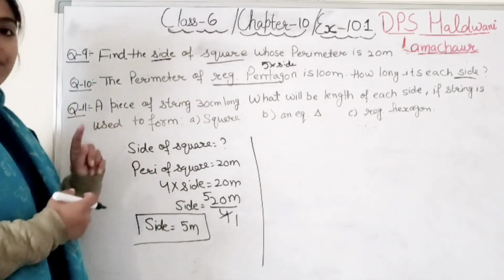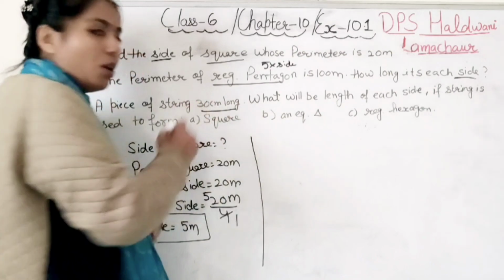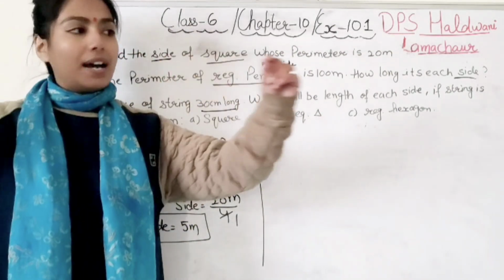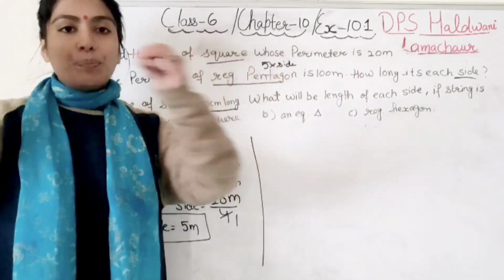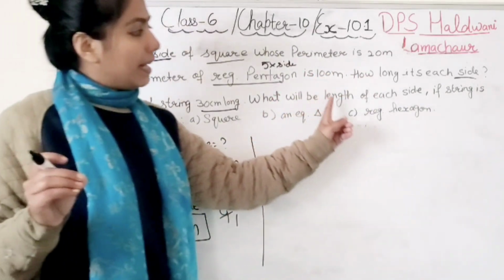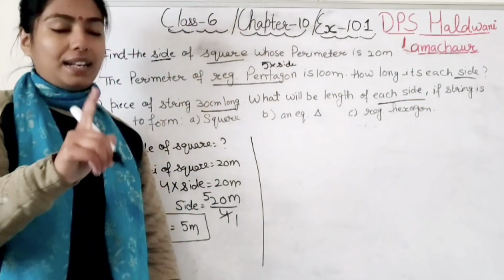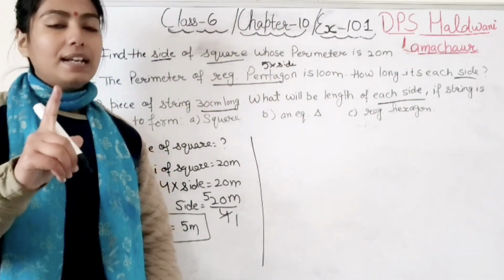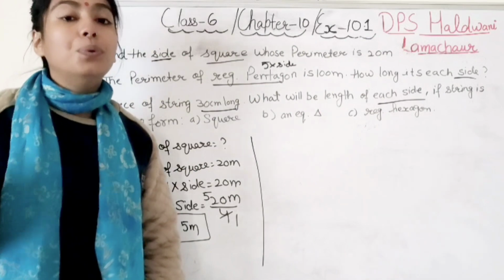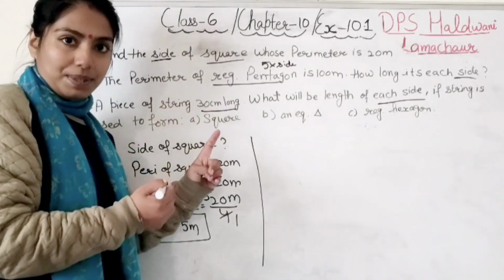Now see, the next 11th question. A piece of string is 30 centimeter long. Piece of string means a wire, how long is it? The whole is 30 centimeter long. Right? What will be the length of each side? Each side means you have to find one side. Obviously, whenever you find one side, you will divide. With what? With the total thing. What is the total? 30 centimeter.